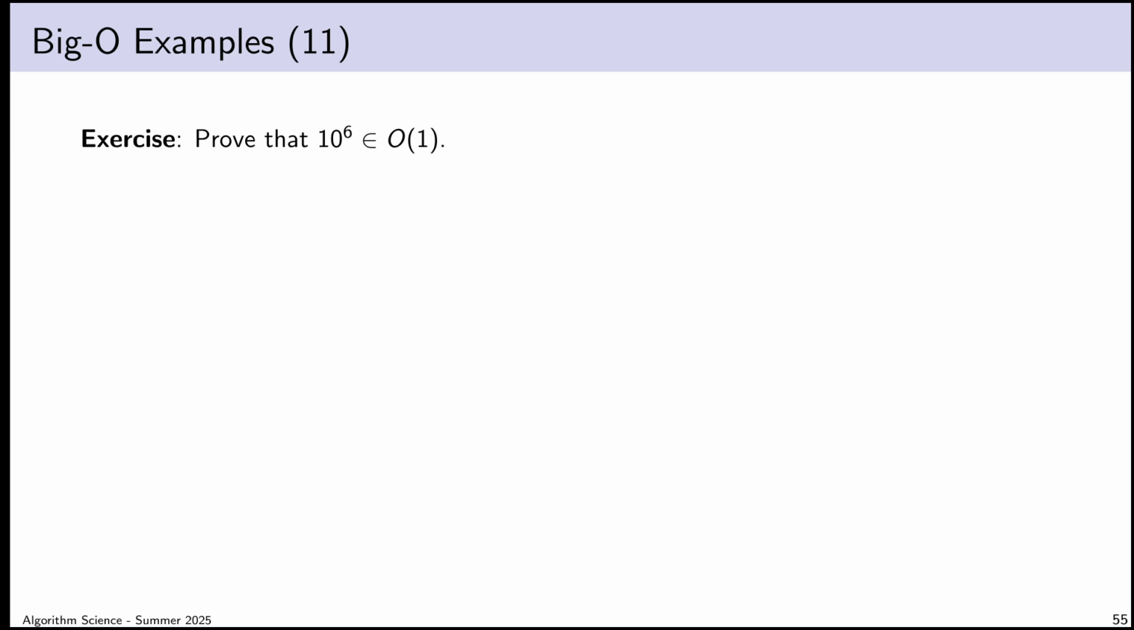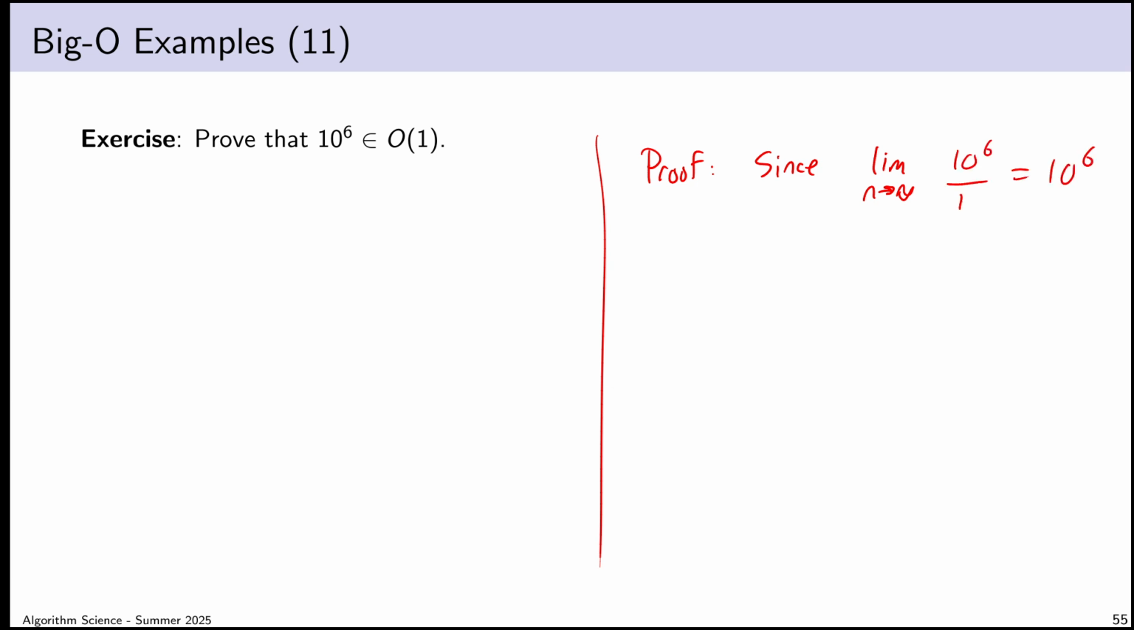Now, I don't know if I want to spend too much time on these exercises, but I will do this one because it's sort of surreal. Okay, let's try the limit version. Since the limit as n goes to infinity of 10^6 over 1 is equal to a constant, that means that 10^6 is big O of 1. All right, good. So that one's taken care of.